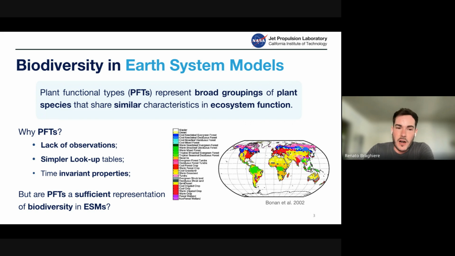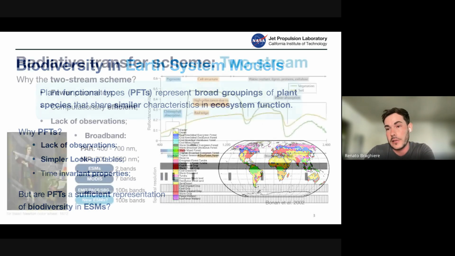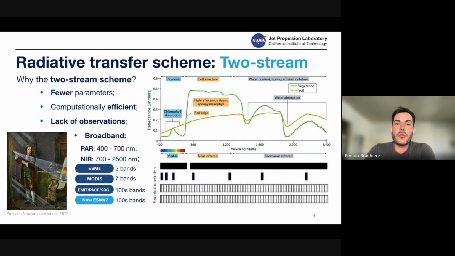The question is, are PFTs a sufficient representation of biodiversity in our system models? And what I'm going to look at in this presentation is how trait diversity might add another layer of representation of the heterogeneity in our system models. So I'm focusing on this first part on the radiative transfer scheme. I'm not going to go through all the variables linked to PFTs, but rather a few variables related to the spectral properties of vegetation.